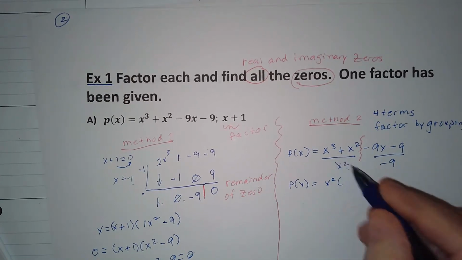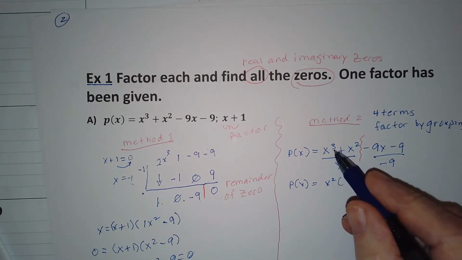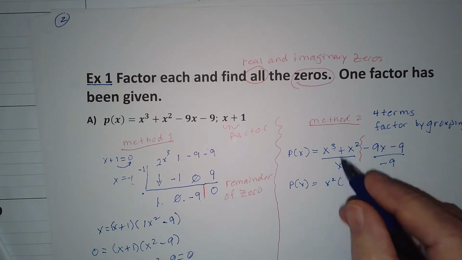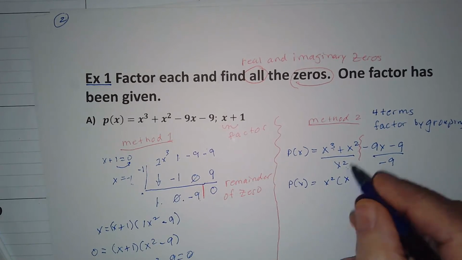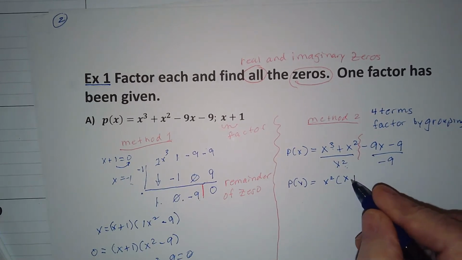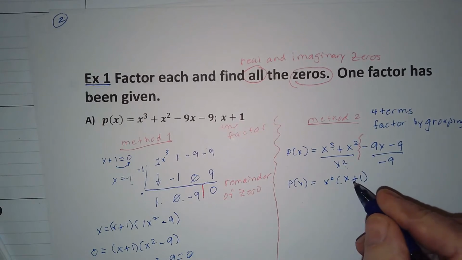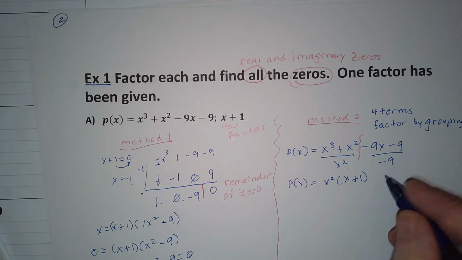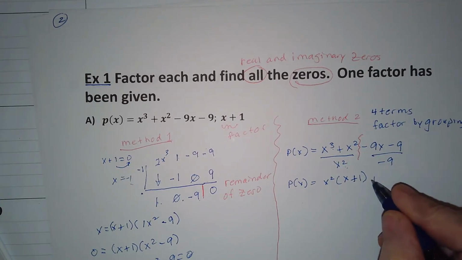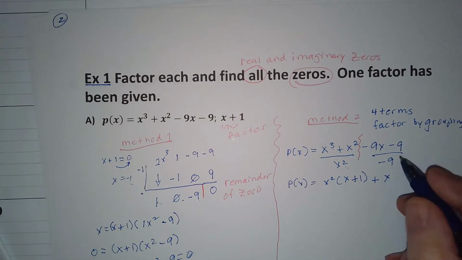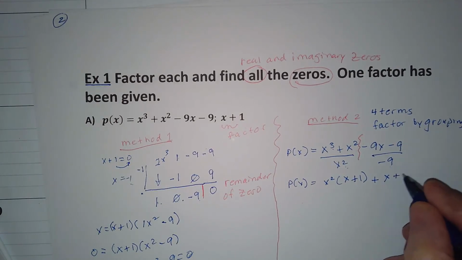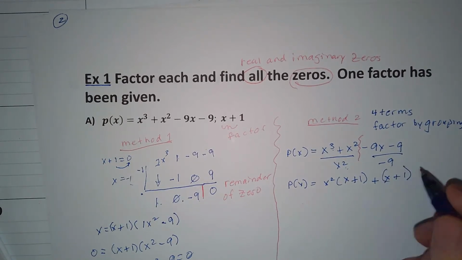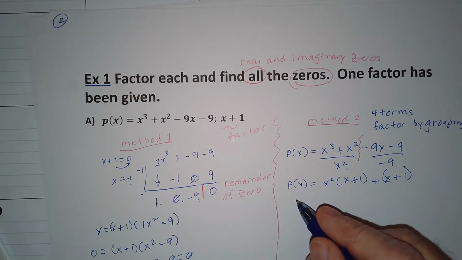And then what are we left with? When we divide out x squared, we're taking x squared out of x cubed, that would be x. Taking x squared out of x squared, we're left with 1. So x plus 1. And then over here on the other side, we have negative 9x divided by negative 9, so that becomes positive x. And negative 9 divided by negative 9 is plus 1. Right? So we have another x plus 1.